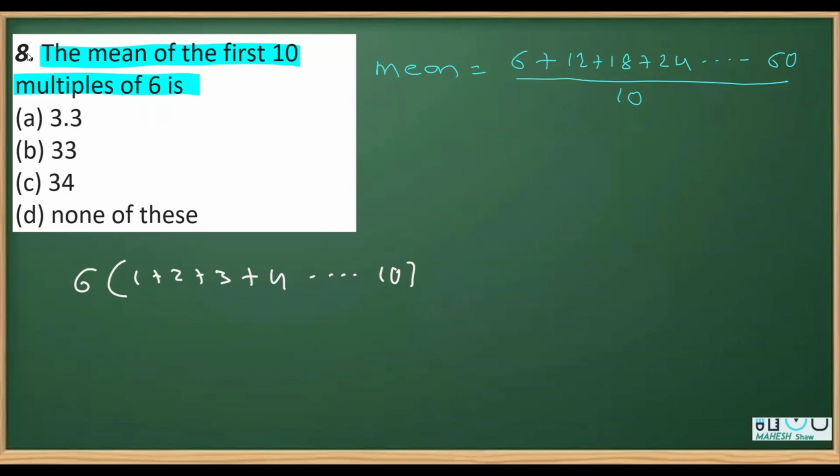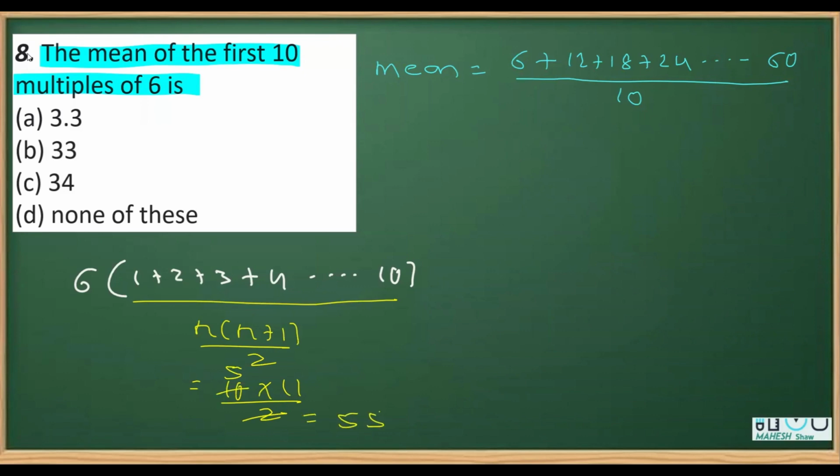And that is what? The formula for finding the sum of the first n natural numbers is n times n plus 1, that divided by 2. So we can see n is what? 10 here. 10 into 10 plus 1, that is 11, divided by 2. I can reduce it. That comes out to be 55. Well, I'm talking about the sum of this. But then 6 multiplied by 55 is what? The product.